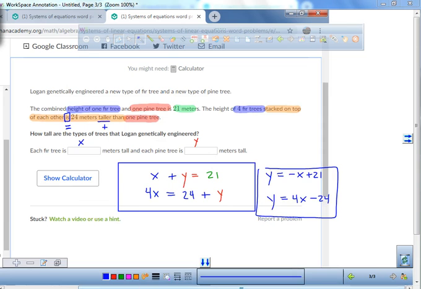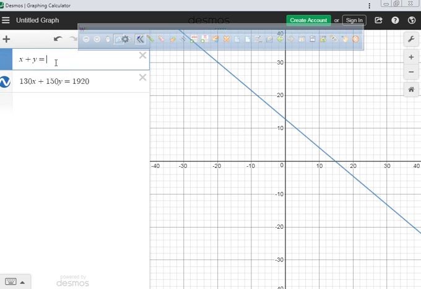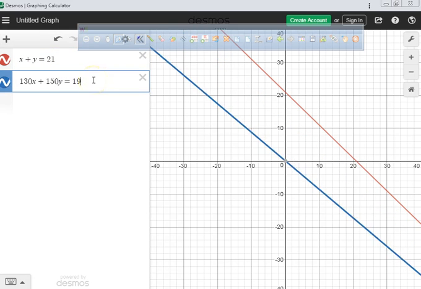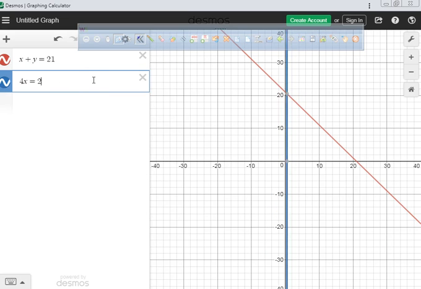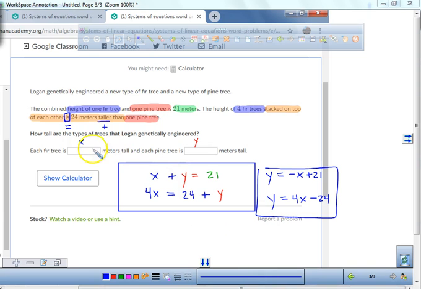But we're not going to do that. We're just going to type it into Desmos exactly as it appears. So here we go. First one is x plus y equals 21. This one we have to change a little bit. We're going to type in 4x equals, and it was 24 more than y. Voila. Desmos basically graphs in any form. It just gives you the graph. You still have to interpret. What is that? A 9 and a 12. So right here, what does that mean? That means the fir tree is 9 and the pine tree is 12. That's how you do it.